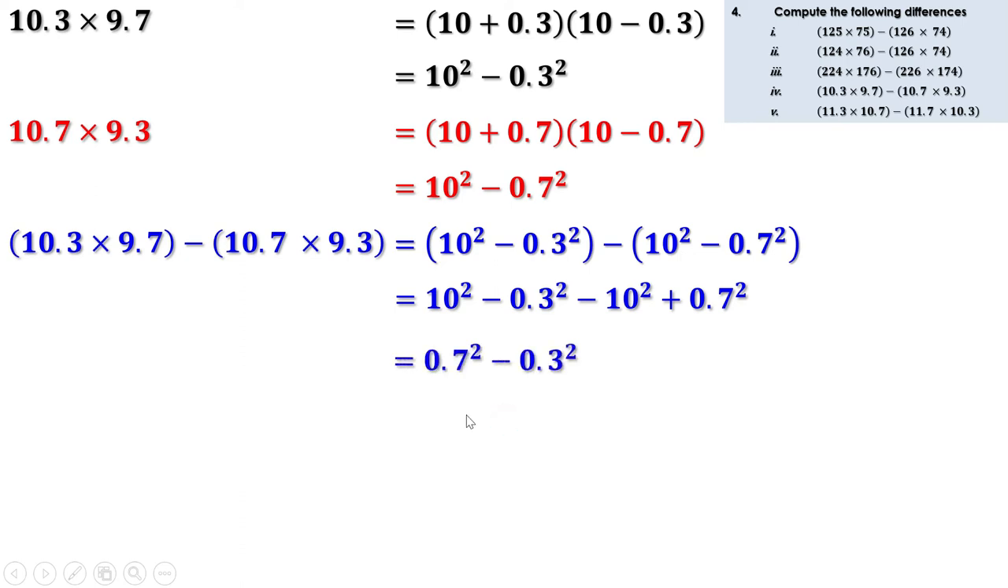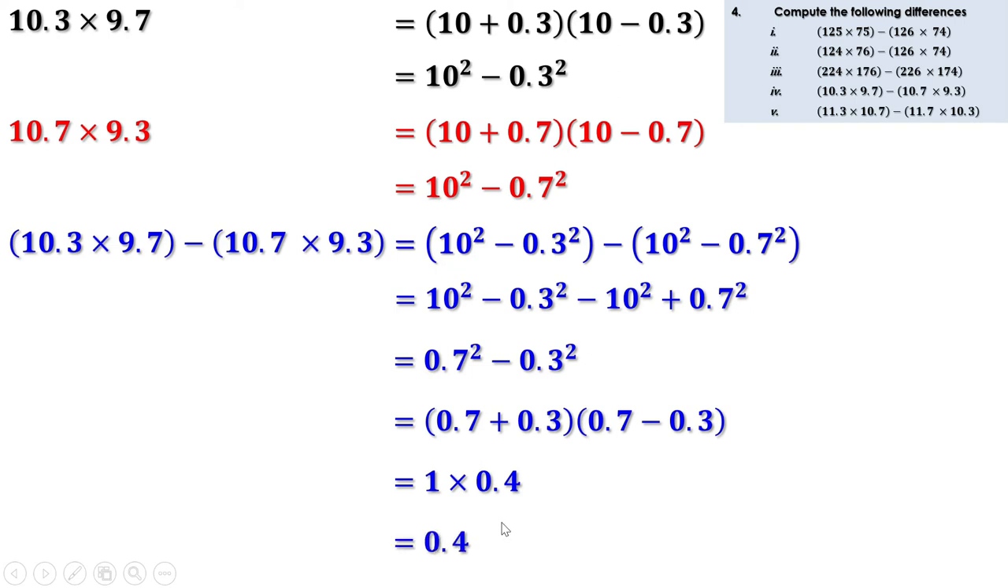A square minus b square is a plus b into a minus b. So this can be written as 0.7 plus 0.3 into 0.7 minus 0.3. 0.7 plus 0.3 is 1, and 0.7 minus 0.3 is 0.4. So this can be written as 1 into 0.4, and that is equal to 0.4.